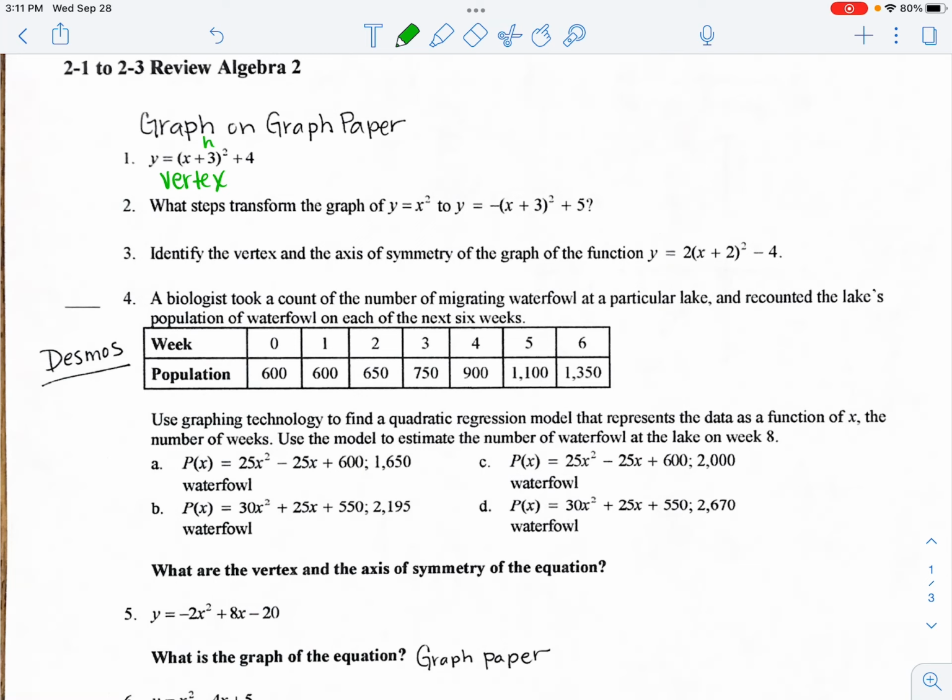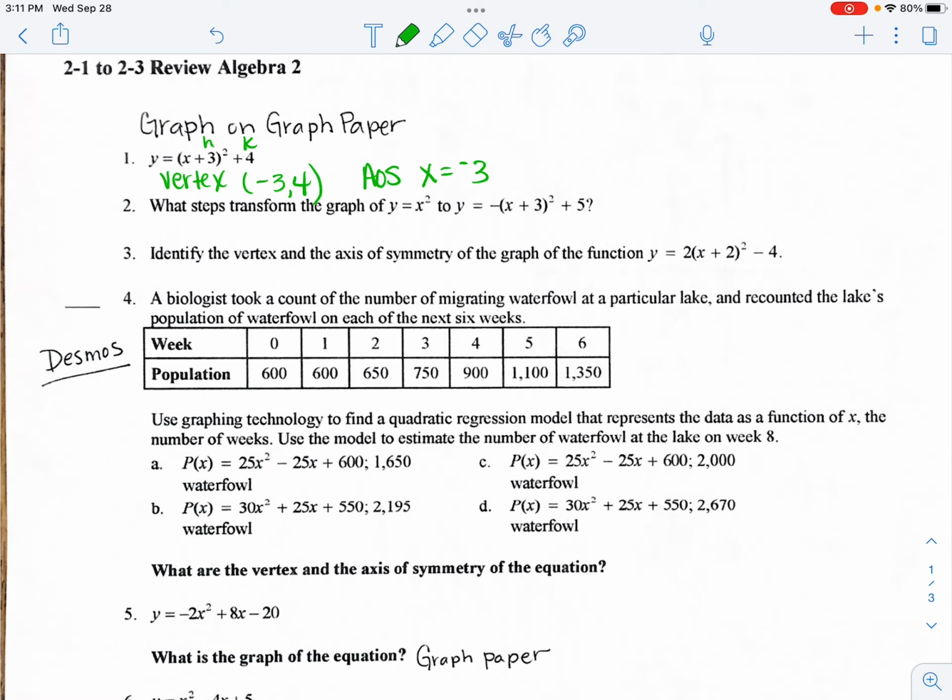And of course, that comes from this number and this number, right? So the vertex for this one is going to be negative 3 and 4. If you recall, we talked about in class how when you pull out of that parentheses, it's always the opposite. Go back and look at your notes. Which would then make the axis of symmetry x equals negative 3. Remember, it's the same as the x value of your vertex.